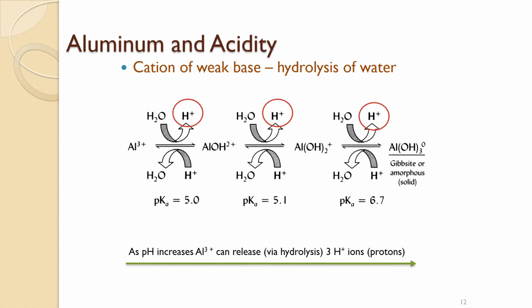All right, so we'll get back to that idea, just kind of planting some seeds. Aluminum and acidity. Aluminum is basically the cation of a weak base. So we see the hydrolysis of water here being the cation of a weak base. And as pH increases, aluminum can release via hydrolysis 3 proton ions. So that basically means that it's very resistant to changing pH. As pH tries to go back up, aluminum's like, no, no, no.